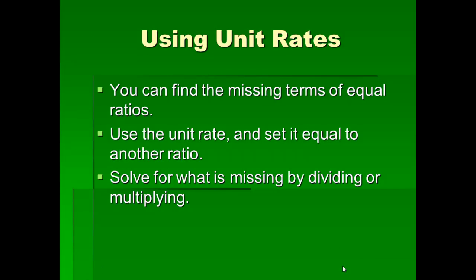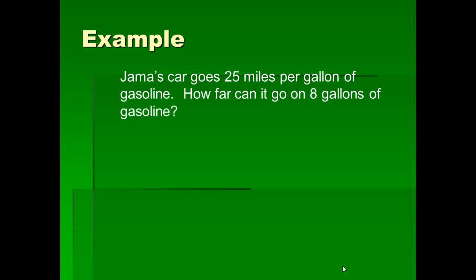Using unit rates, you can find the missing terms of equal ratios. Use the unit rate and set it equal to another ratio. Solve for what is missing by dividing or multiplying. Example: Jama's car goes 25 miles per gallon of gasoline. How far can it go on 8 gallons of gasoline?